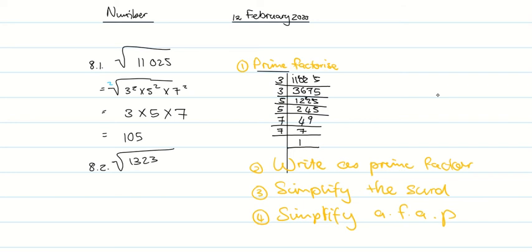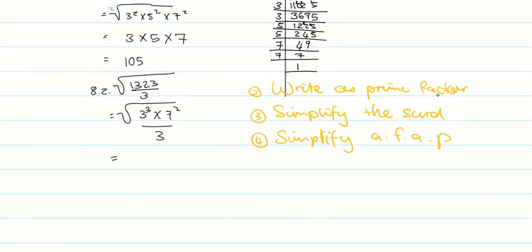1,323 divided by 3. Alright, prime factorized of 1,323. What can anyone give me that quickly? 3 to the power of 3 times 7 to the power of 2 divided by 3. Now I don't know if you remember this, but this is laws of exponents. Once I'm doing division, what can I do? Alright, I can cancel that out.